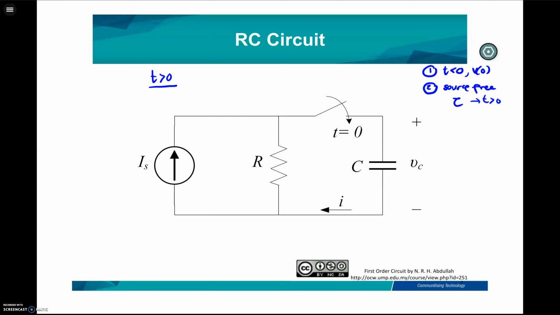So this is a circuit that consists of a current source, and you can see that the switch is open, and when t equal to 0, it's closed. So t less than 0 is open, t more than 0 is closed. Okay, you can see the existence of the source in the circuit compared with the previous topic, which is source free. And here is the V across the capacitor.